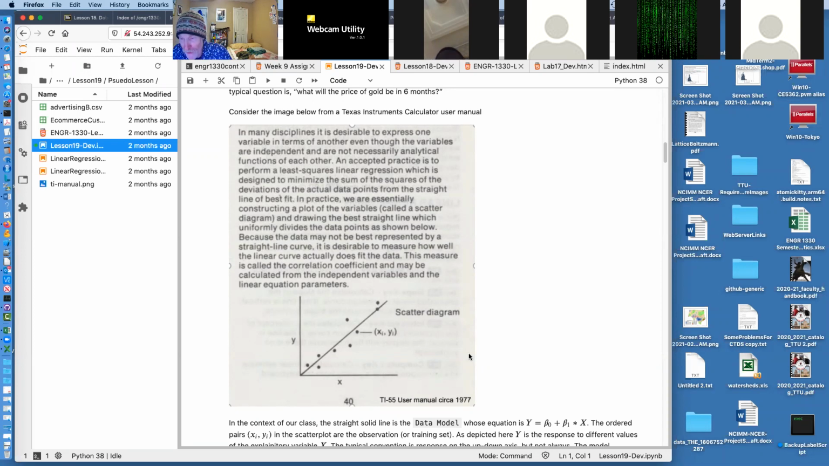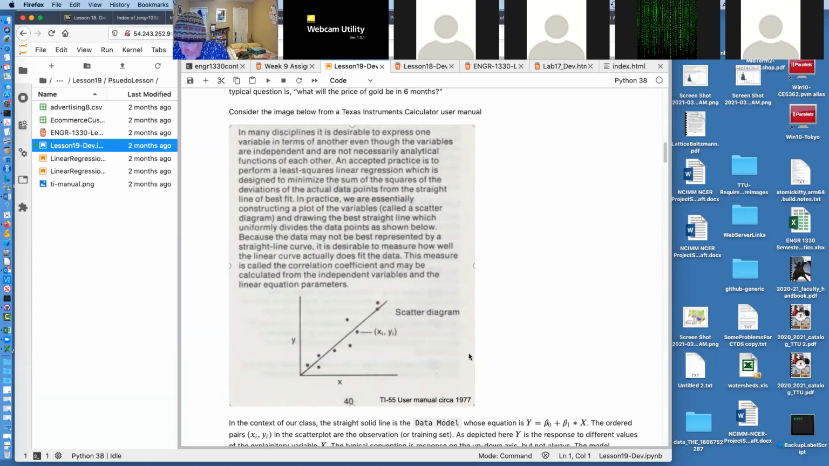And from this old user manual, let's read what it has to say. In many disciplines, it's desirable to express one variable in terms of another, even though the variables are independent and not necessarily analytical functions of each other. That last part of that sentence is pretty important. We're going to be passing a line through a bunch of dots. When we do that, our data model, the line, we are making the assertion that that is an effective predictor of those dots, but there's no requirement that there actually be a relationship.